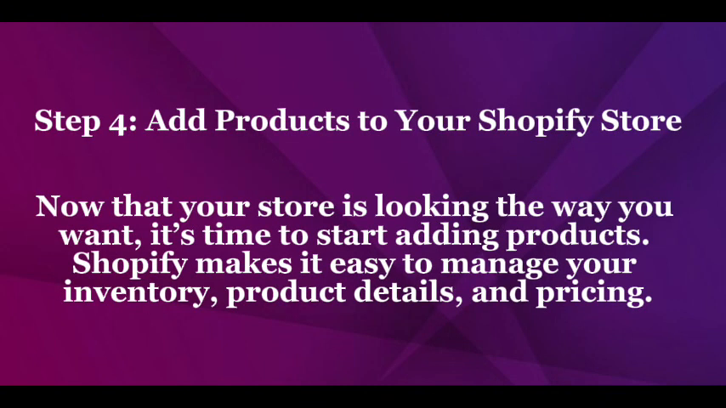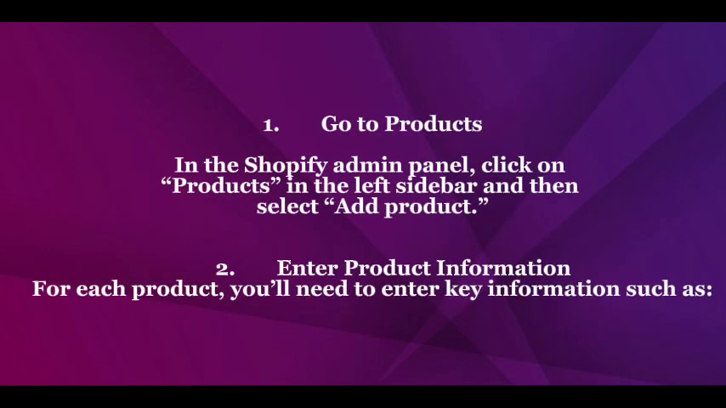Step 4. Add products to your Shopify store. Now that your store is looking the way you want, it's time to start adding products. Shopify makes it easy to manage your inventory, product details, and pricing. 1. Go to Products. In the Shopify admin panel, click on Products in the left sidebar and then select Add Product to enter product information.